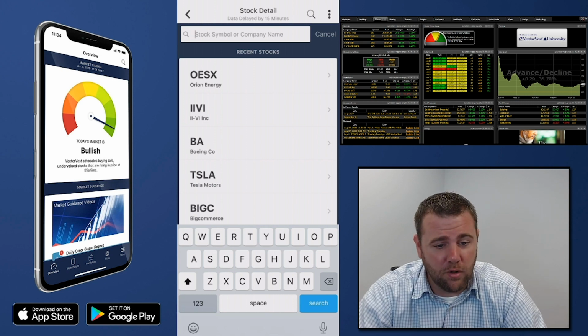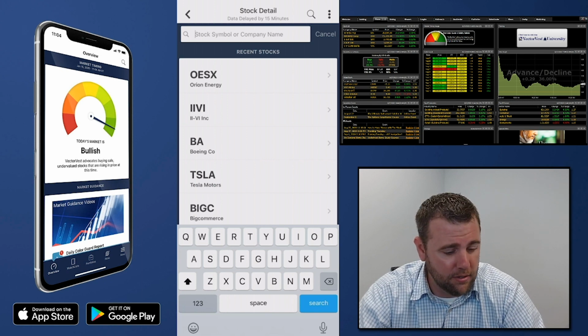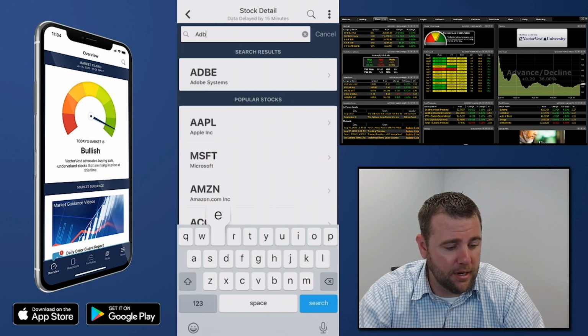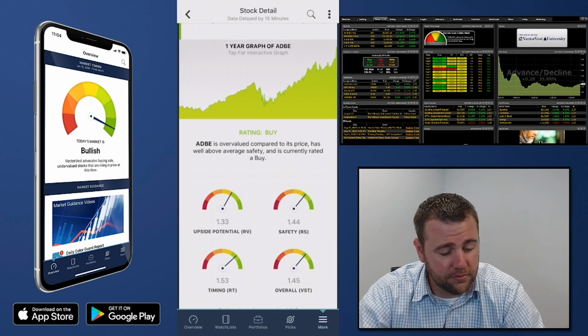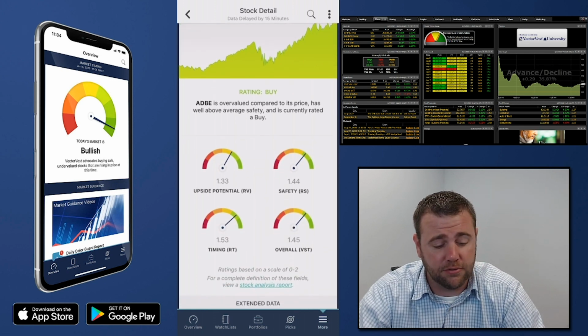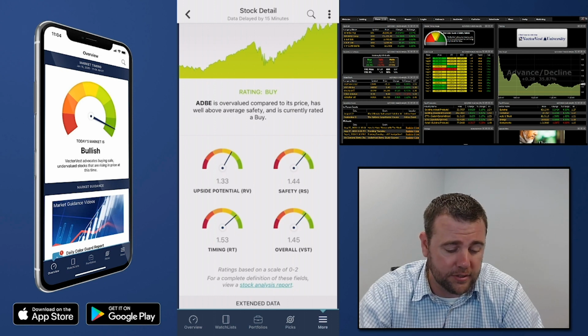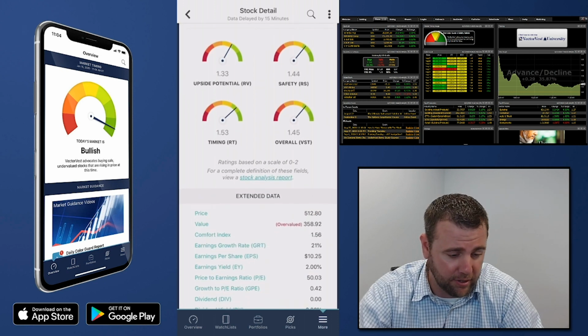All right, last one, we'll do Adobe here. ADBE. So Adobe, good long-term potential, strong, solid fundamentals, really strong uptrend. Overall, the stock is clearly going to be favorable here.